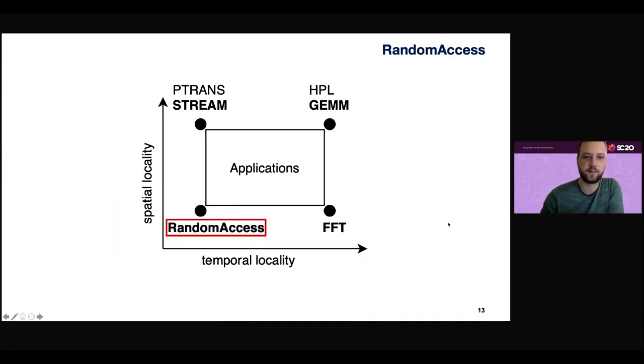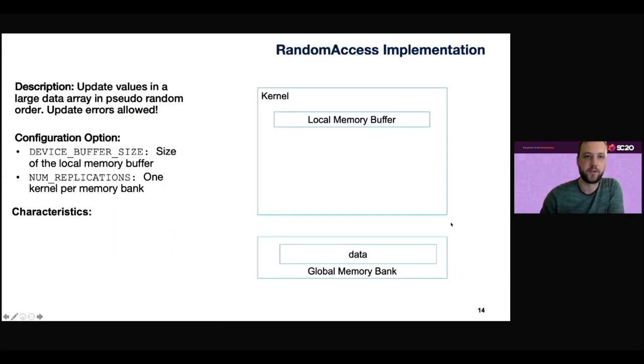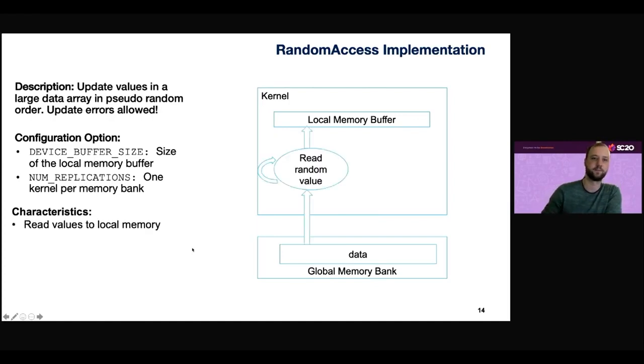Okay, so up to the next benchmark. In random access, we want to update values in a very big data array in a pseudo-random order. The interesting thing here is that update errors are actually allowed. So you don't need to do every update correctly. Initially we have a similar setup to the stream benchmark. We also have a local memory buffer here, and we also replicate the kernel for every memory bank we have.